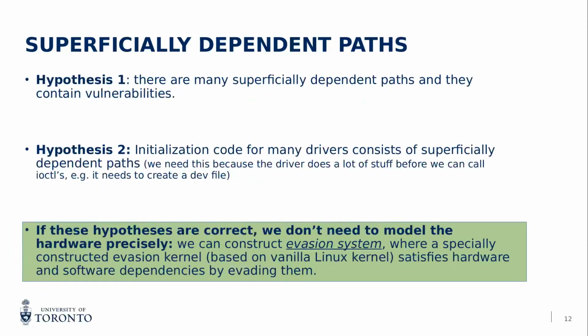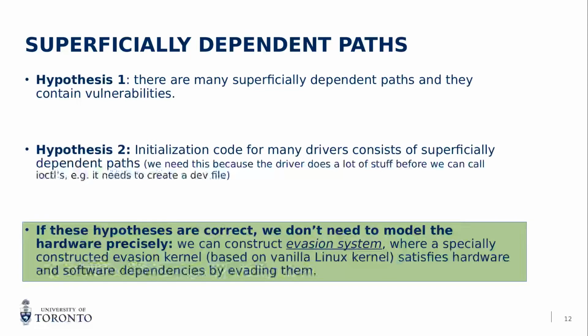After analyzing different drivers, we ended up with two hypotheses. First, there are many superficially dependent paths and they contain vulnerabilities. Second, initialization code for many drivers consists of superficially dependent paths. We need the second hypothesis because drivers do a lot of stuff before we can call ioctl. For example, they need to create a dev file. If these hypotheses are correct, we don't need to model the hardware precisely to find bugs, and thus we can construct an evasion system that satisfies hardware and software dependencies by evading them, and it will be sufficient enough to load drivers and find vulnerabilities.